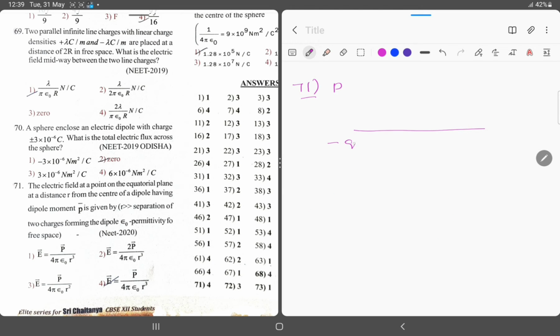Next, let us see the 71 problem. Let us consider an electrical dipole which has a positive charge and a negative charge, and O is the center of the dipole, and both are separated by a distance 2a. Let us draw an equatorial line. On the equatorial line, let us consider a point P. At point P, the electrical field should be found due to the electrical dipole. So the electrical field at P, vector E, is equal to 1 by 4 pi epsilon naught into vector p divided by r cube. r is the distance between O and P. This is a formula.